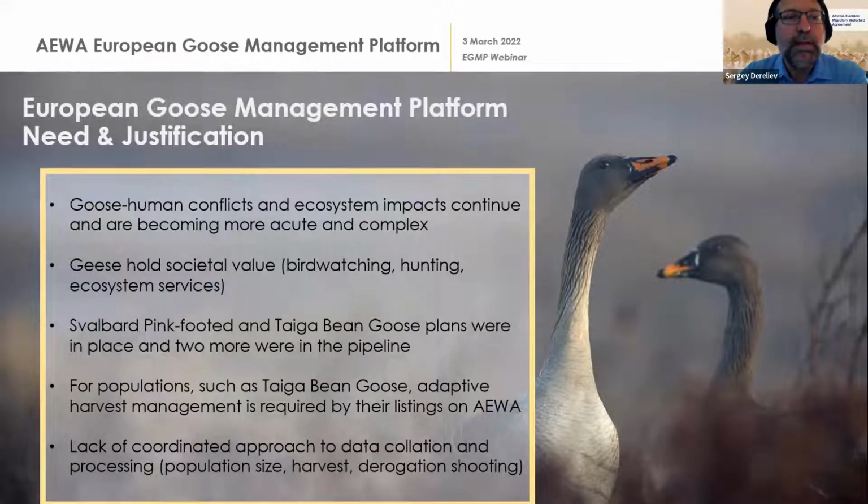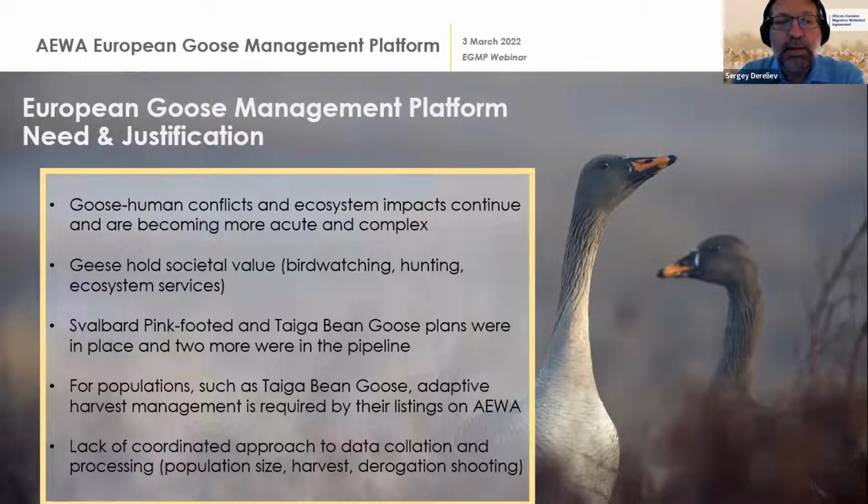In identifying the need for the European Goose Management Platform, several points were outlined which justified the establishment of such a program. In the first place, it was clear that the goose-human conflicts and ecosystem impacts continue and are becoming more acute and more complex with time. At the same time, geese hold certain societal values: they are a subject of birdwatching interest as well as of hunting, and they also provide important ecosystem services.